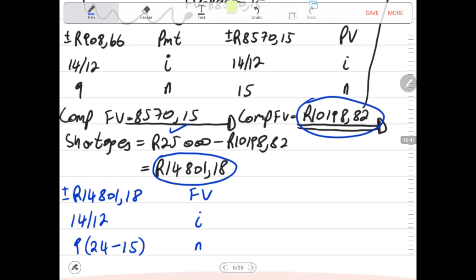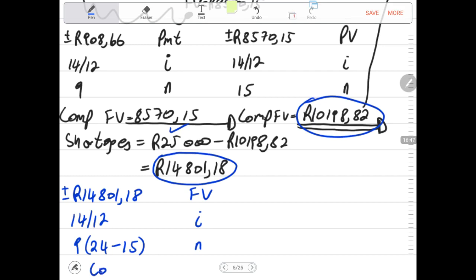So now what are we computing? We are computing the PMT. We want to know how much we must pay monthly for 9 months, meaning only from month number 16, 17, 18, 19, 20, 21, 22, 23, 24. Only for a period of 9 months. So now we say plus minus 14,801.18 is the future value.